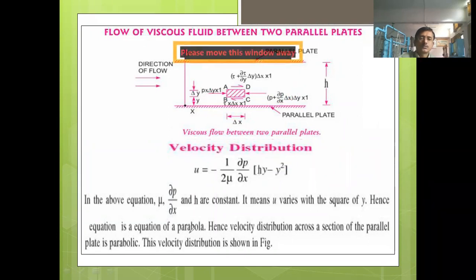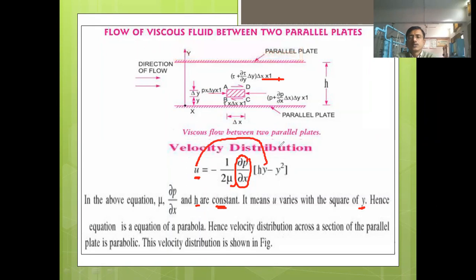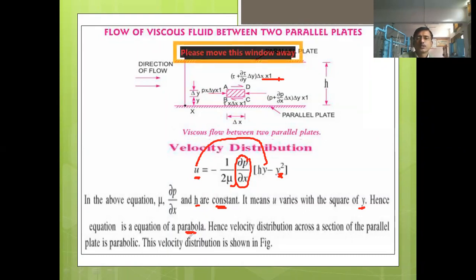In the above equation, mu, del p upon del x and h are constants in this equation. It means u varies with the square of y. So in the velocity, this is constant, this is constant, and it is varying in this direction. So u is directly related to the value of y or the square of y here. Hence the equation is an equation of a parabola. Again, it is a parabolic equation. Hence the velocity distribution across a section of the parallel plate is parabolic, as the power of y is square.